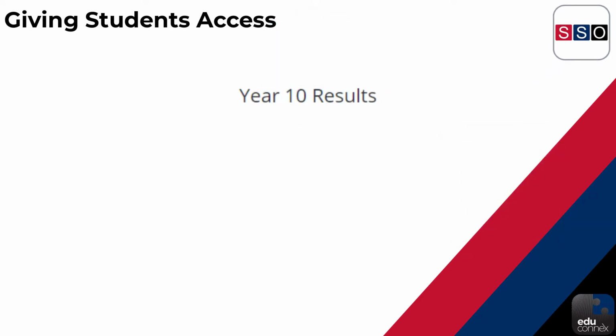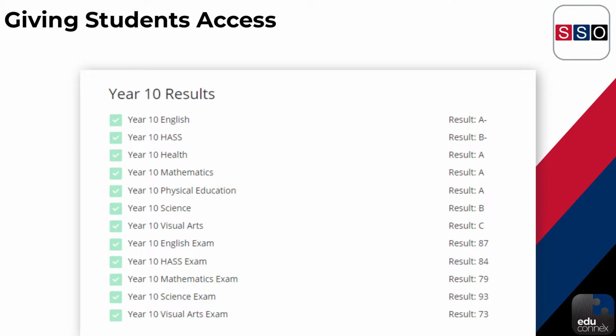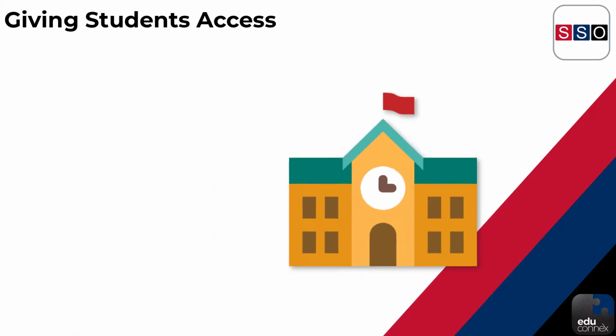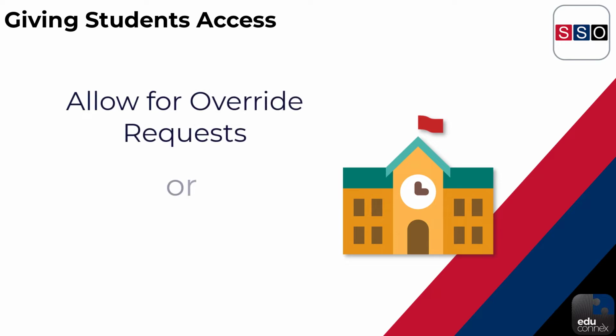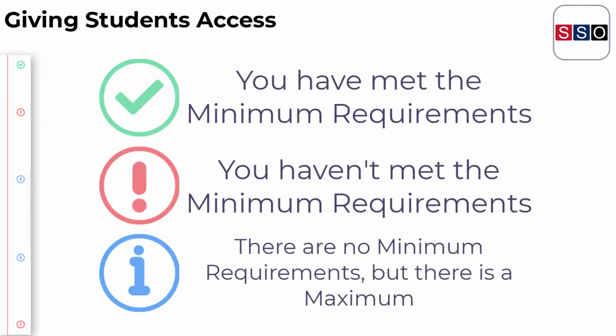If previous results determine what students will be able to choose, schools can choose how to show each student their previous achievements. As a school, you get to decide what happens when a student doesn't have the required prerequisites for a selection. Selection requirements for instructions are shown in the left margin.